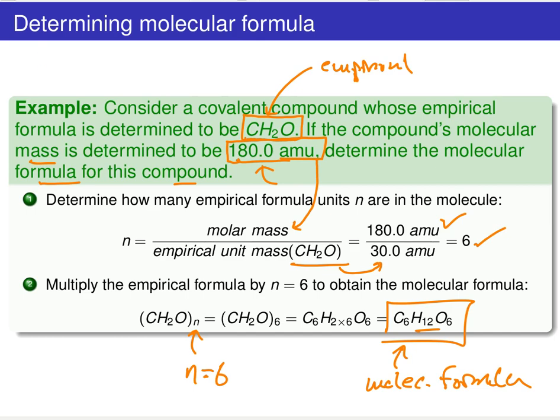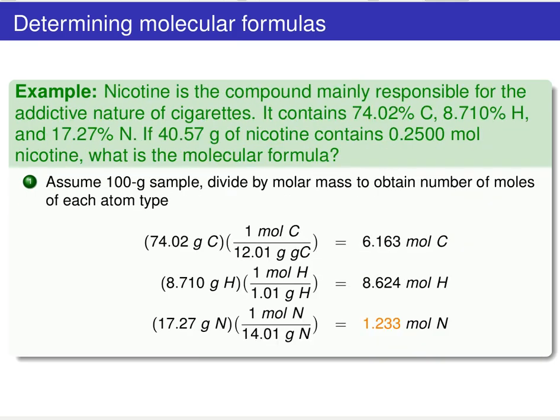Now, it turns out that we can apply these same concepts in the context of a little bit more complicated problems that draw upon some of the topics we've covered previously. So to jump into an example of what I'm talking about here, let's look at a situation where we're going to study this compound called nicotine. And this is the compound, as many of you know, mainly responsible for the addictive nature of cigarettes. So it's caused a lot of health problems for a lot of people, okay?